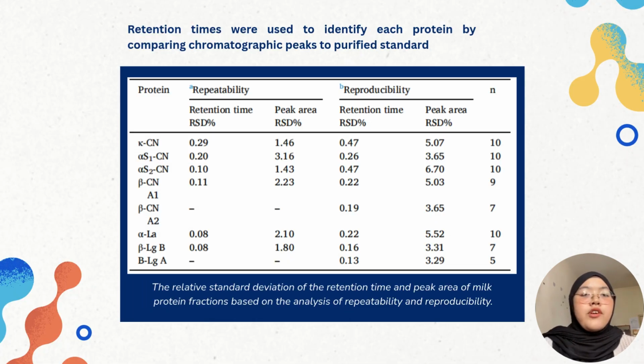So here we can see the chromatographic profile. Each protein was matched to a known standard based on retention time, which made identification reliable. For consistency, retention time differences were really small, less than 0.47%, and the peak area variation was also low, both within a single day and across different days. So we can conclude that this method showed really good repeatability and reproducibility.